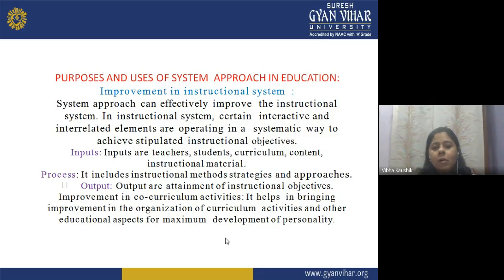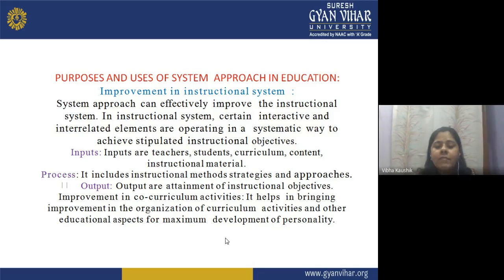Interrelated elements are operating in a systematic way to achieve stipulated instructional objectives. Inputs are the teachers, students, curriculum, content, and instructional material. Process includes instructional methods, strategies, and approaches which can be used. Outputs are attainments of instructional objectives, the objectives which I want to achieve.